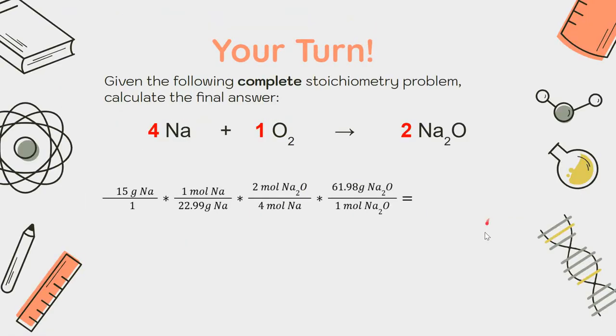Now it's your turn. Just try to calculate this stoichiometry problem. I've filled it out for you ahead of time. Go ahead and try to calculate this out. What you should have gotten is 20.21 grams of Na2O. You should have typed in 15 divided by 22.99 times 2 divided by 4 times 61.98.